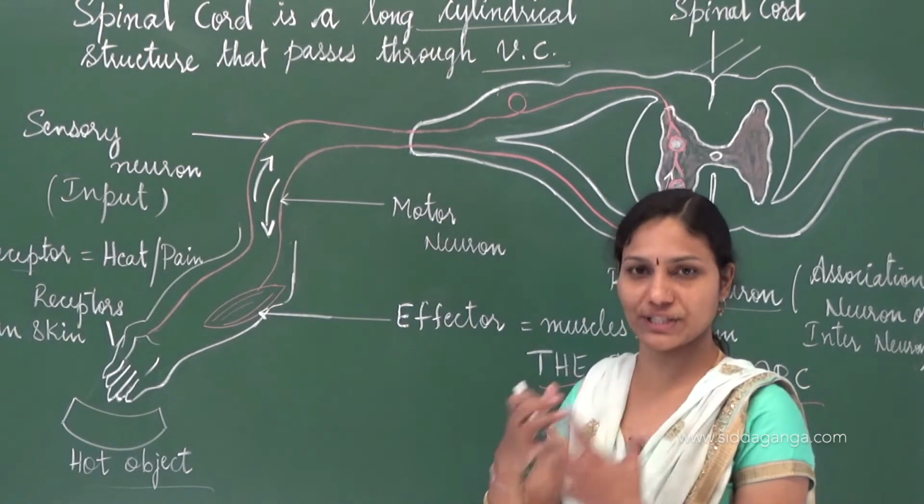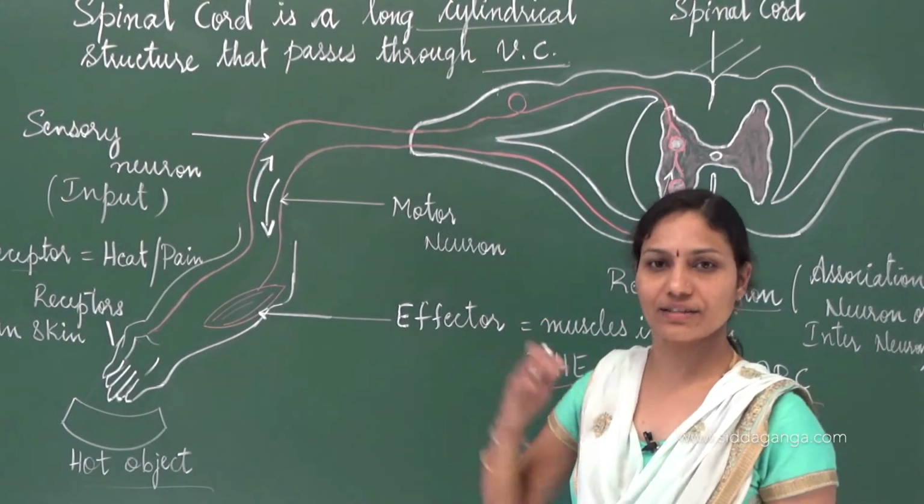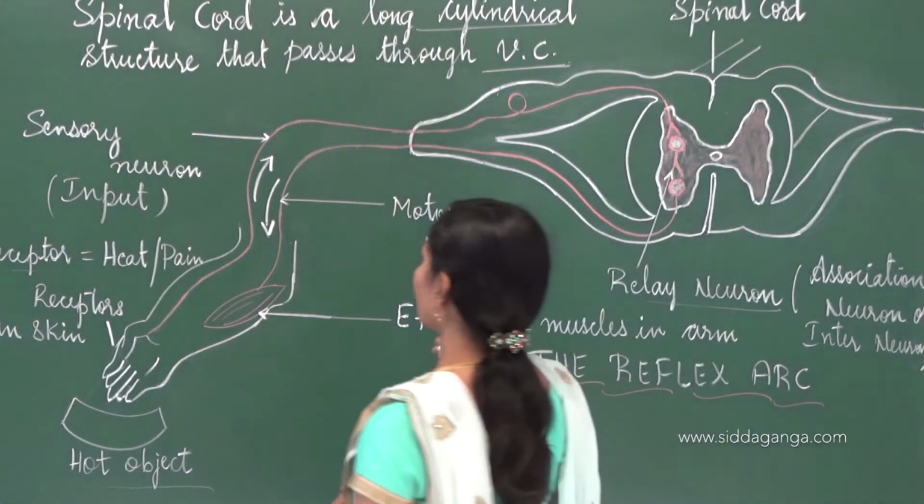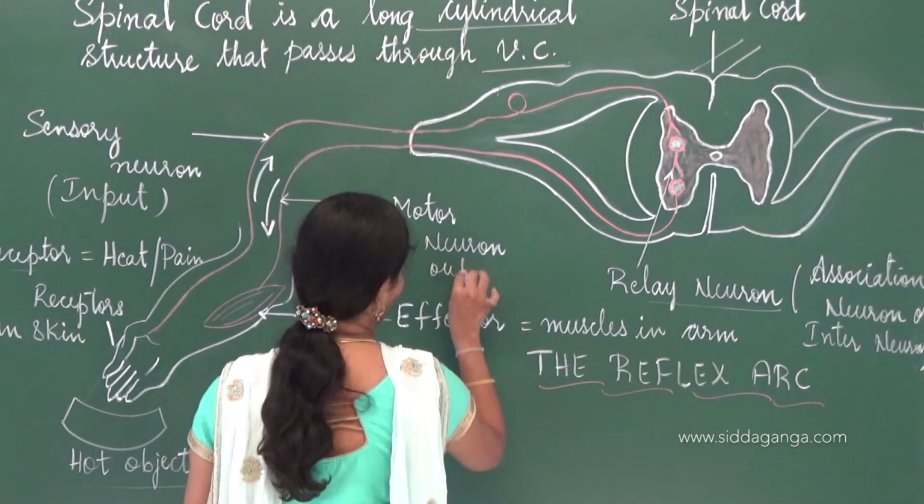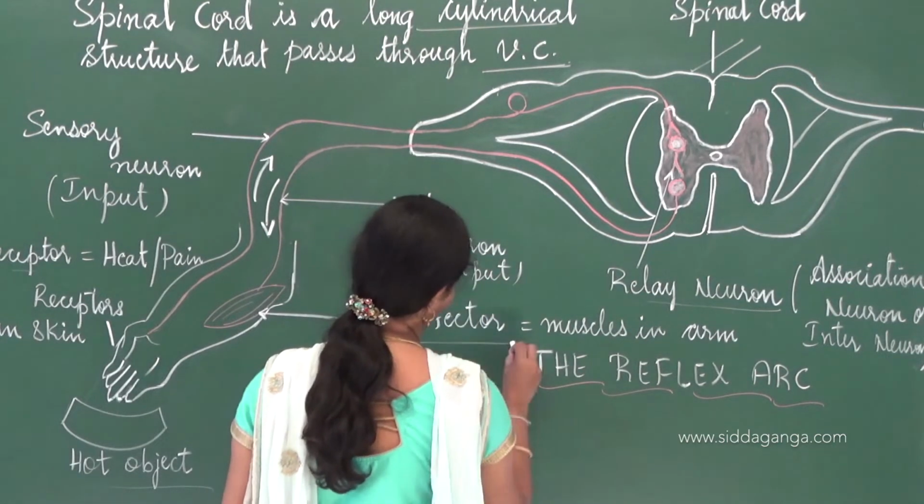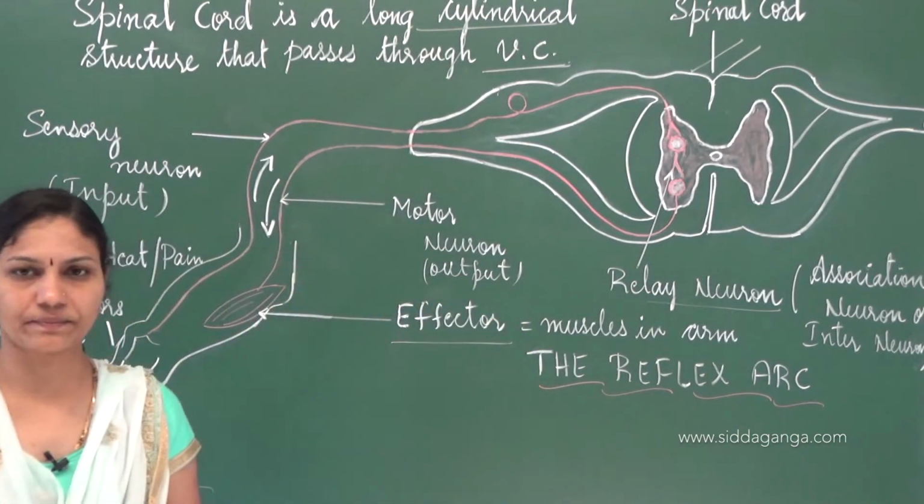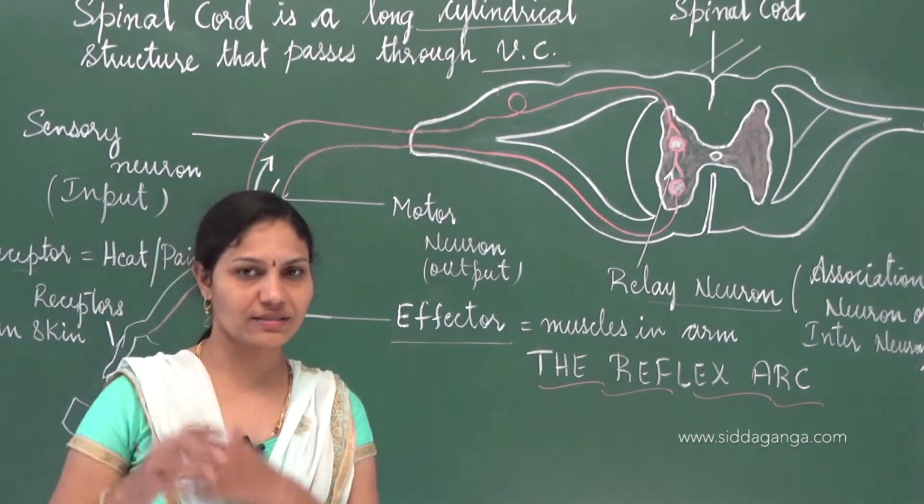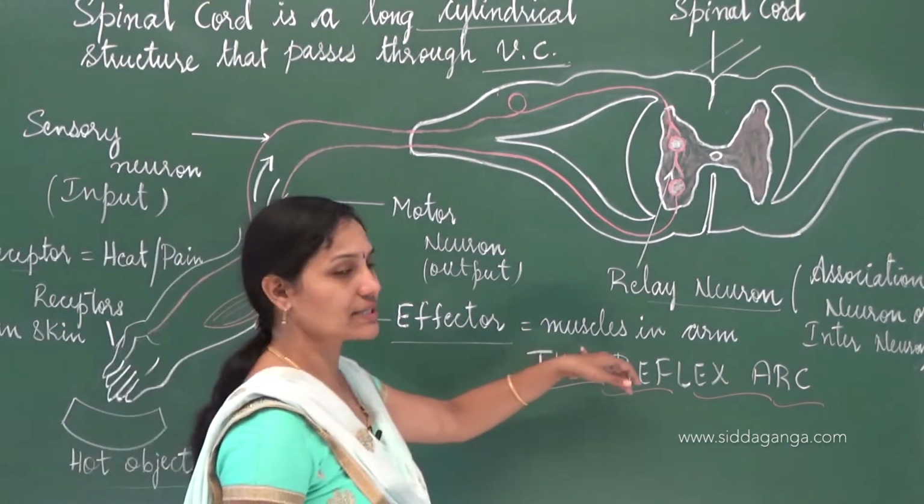It has to show some response now. It has to show an immediate response. So this acts like transferring output to the effector. These output signals are transferred to the effector. Effectors are the muscles. By the contraction of muscles the effect is seen.